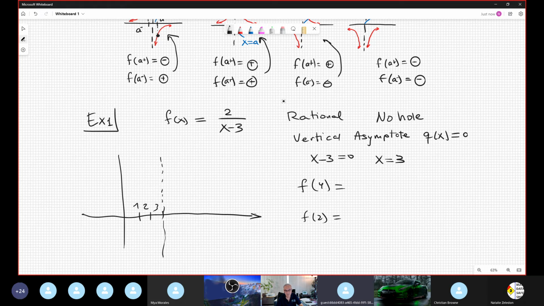So 2 plus is 4. 2 minus is 2. 3 minus, sorry, is 2. And you evaluate, that's it. 2 over 4 minus 3 is 2 over 1 is 2. And the point is 4, 2. This is 4, this is 3, this is 4, 2. 1, 2, in y-axis.